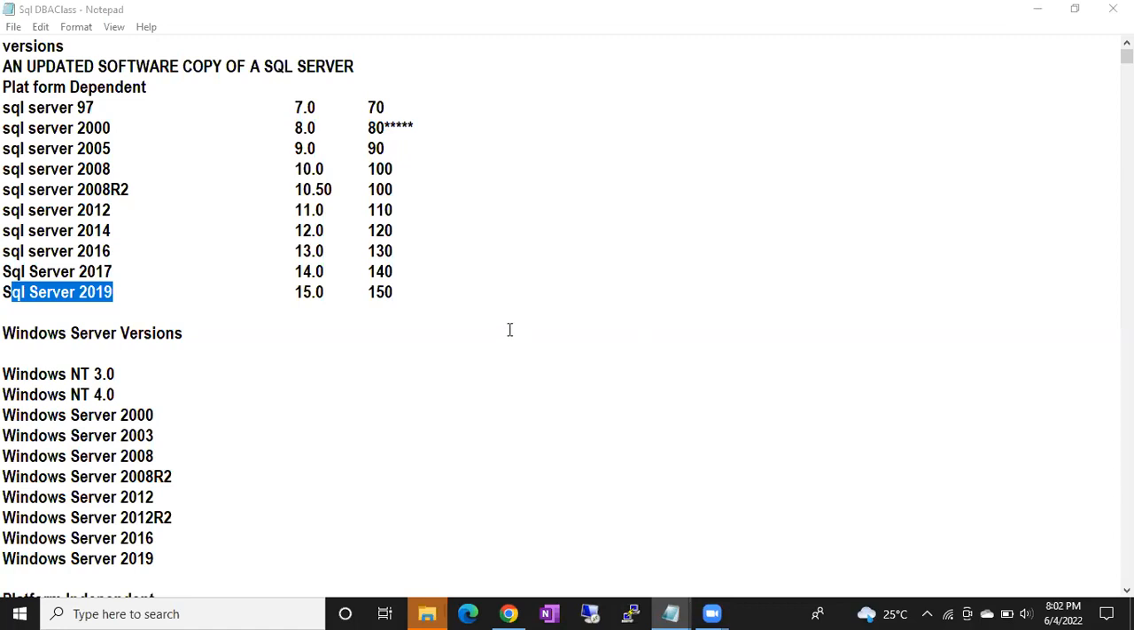And the answer is SQL Server 2022, guys. Okay, the answer is SQL Server 2022, which is an upcoming version. Of course, upcoming version means it was already introduced, but not the production version. It was a test. 2022.